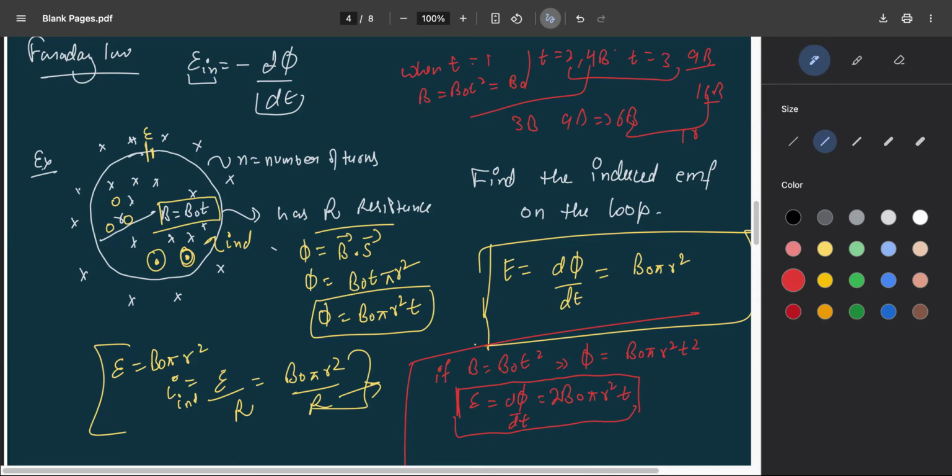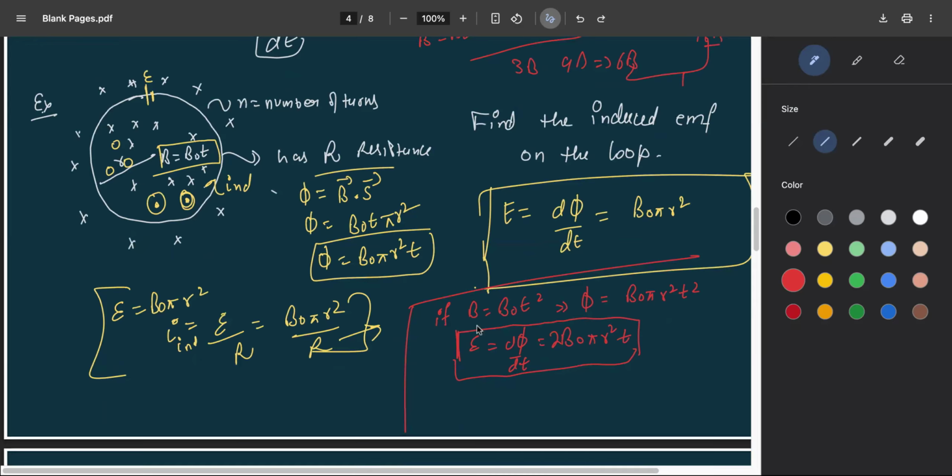So the current will be varying. Clear? Understood? And what is the dependency of that thing? That change dependency goes on the value itself. So that's how you have to solve the problem. Clear? Any doubt? Yes. No doubt, right?